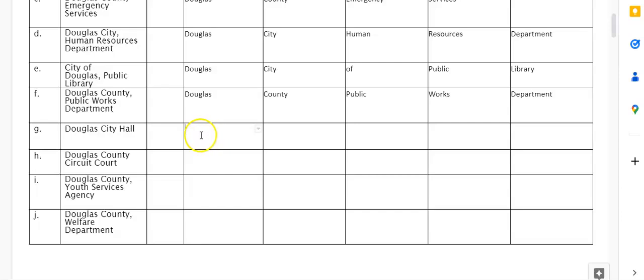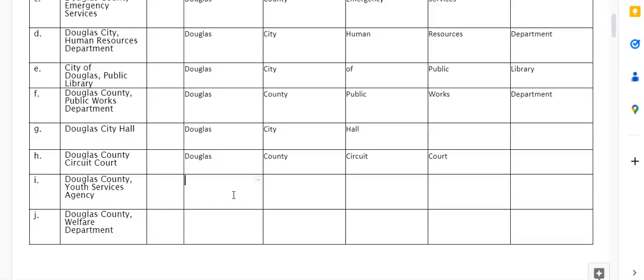For letter G, we have Douglas City Hall. Douglas is still the city name. City is unit 2, Hall is unit 3. For letter H, we have Douglas County Circuit Court. The name of the county is Douglas. Unit 3 is going to be Circuit. Unit 4 is going to be Court.